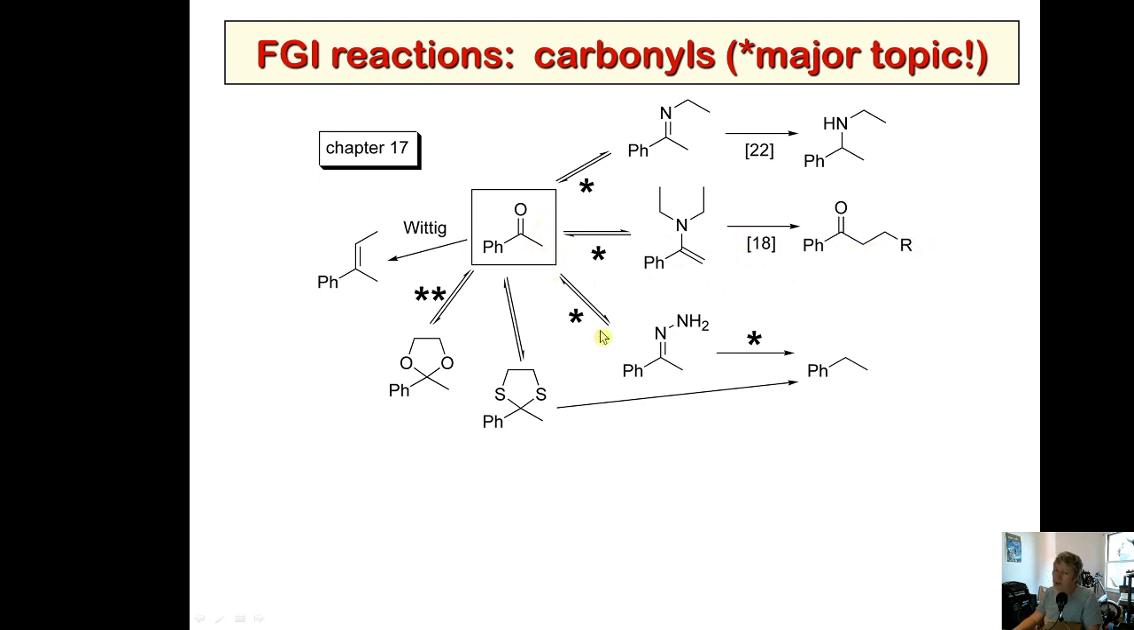And then of course we can do the Wolff-Kishner reaction, which is hydrazine, NH2NH2, attacks the ketone, and then a cool little degradation mechanism gives us the alkane. We can also take a ketone and make a thioacetal, and then we can reduce it to an alkane. How do you do it? H2 plus Raney nickel. But we could also go backwards, so deprotect back to the ketone.